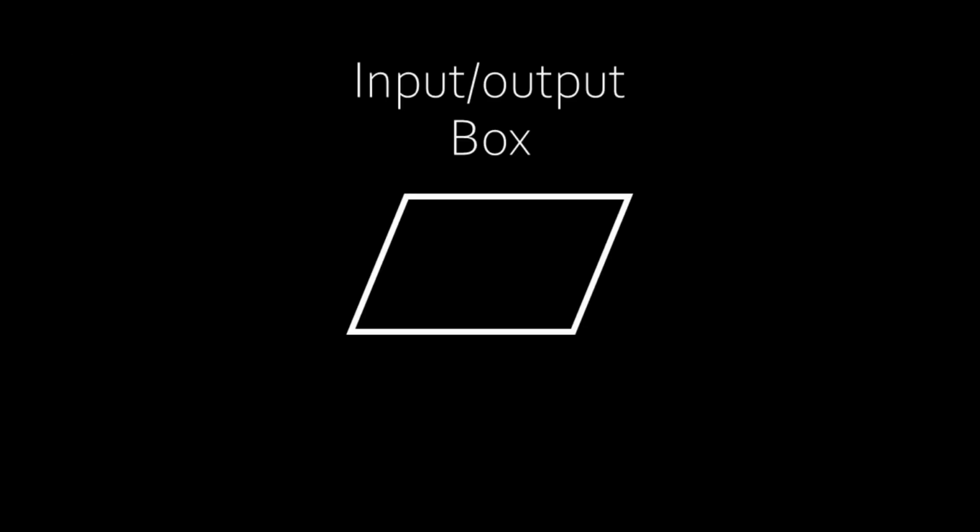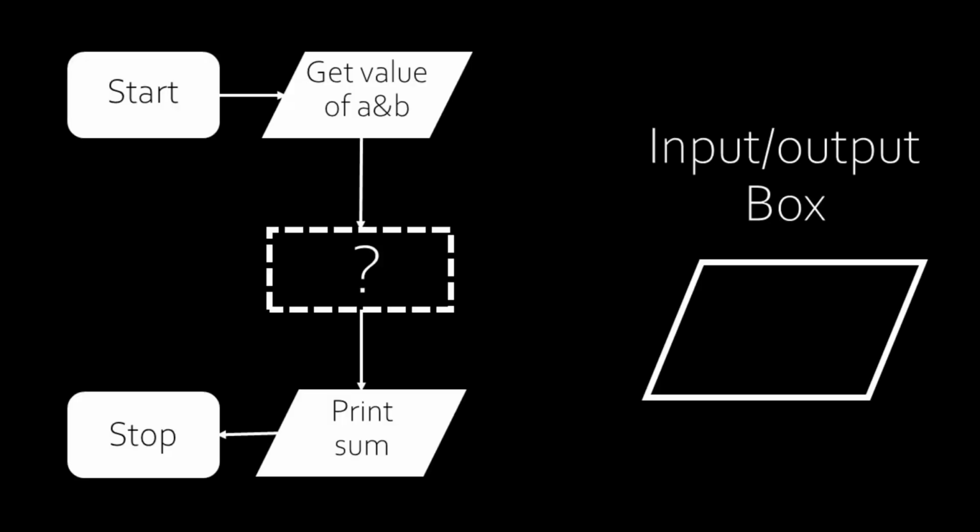The next symbol is the input or output box, and it is a rhombus. The name of the symbol is descriptive enough. If you have to get input or send output, you have to use this box. For example, in the addition of 2 numbers program, we need 2 numbers as input and 1 variable to display the output. There, you'll use this box.